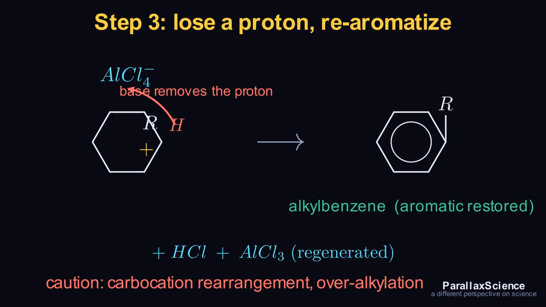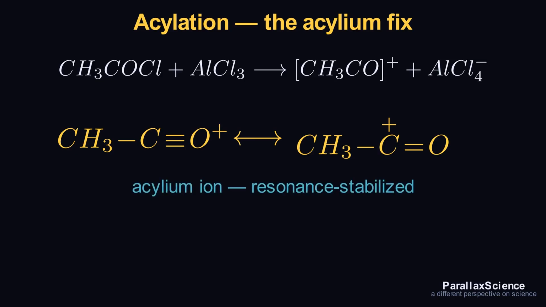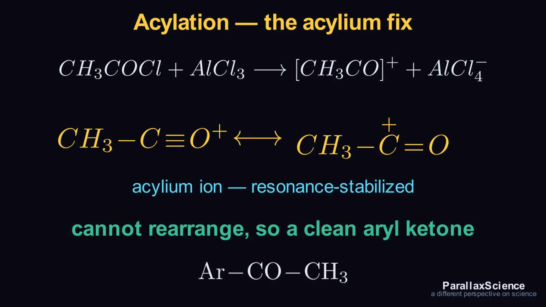But beware. Carbocations can rearrange, and the product reacts again, giving overalkylation. Acylation fixes both problems. With an acyl chloride, aluminium chloride generates an acylium ion, resonance stabilized across carbon and oxygen. Because it cannot rearrange, acylation cleanly delivers an aryl ketone.